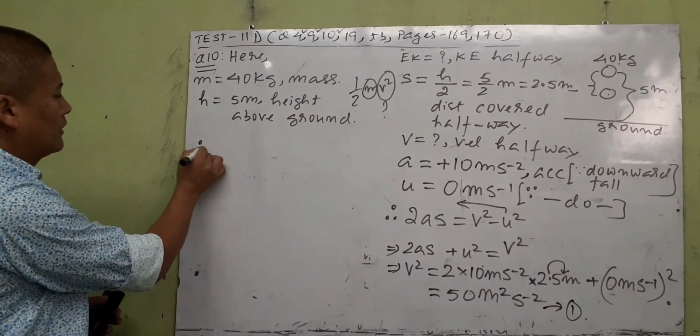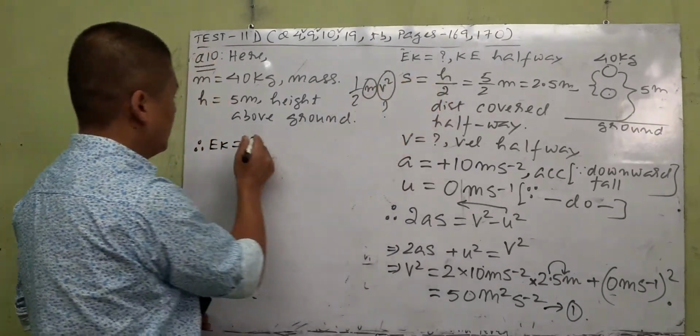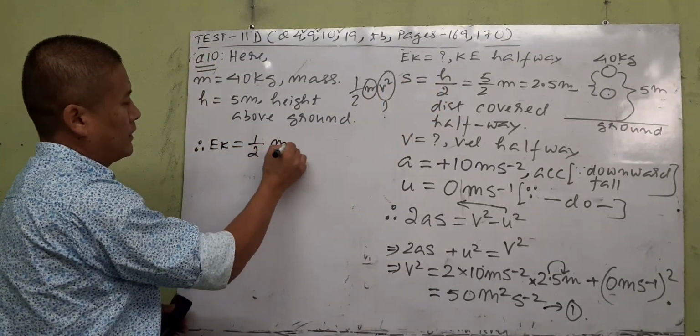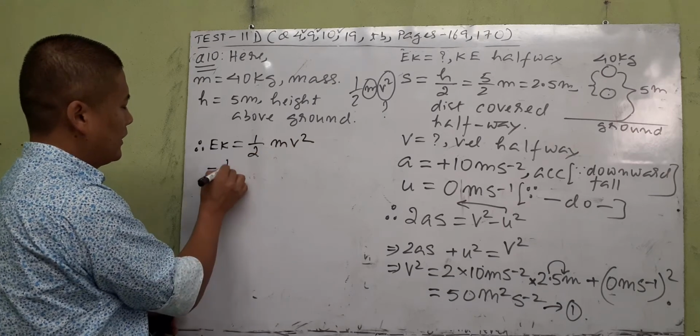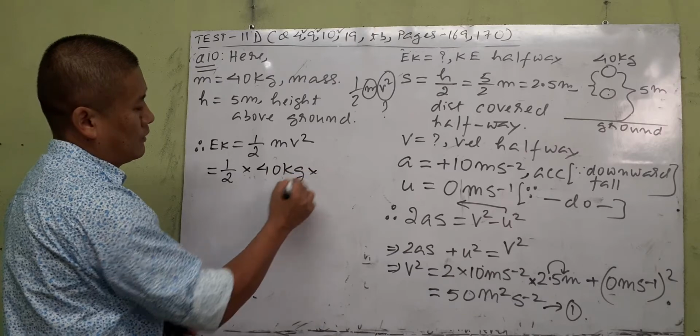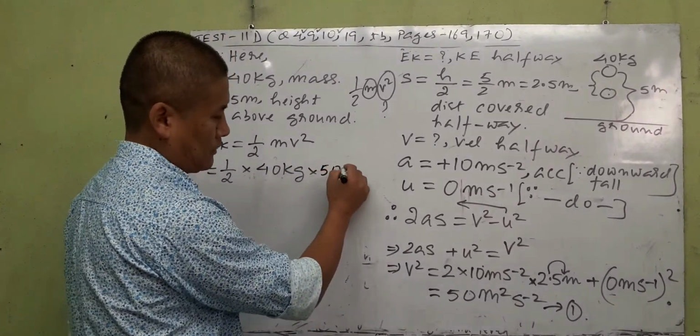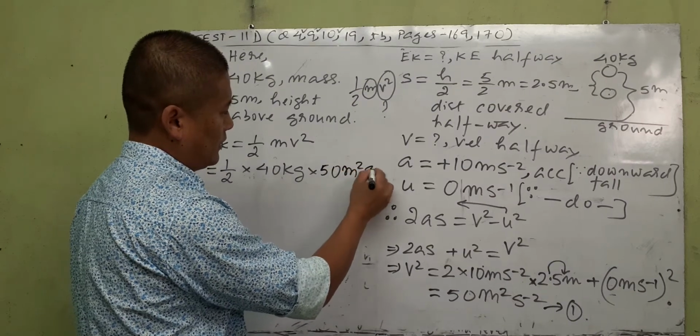So kinetic energy halfway down, which we put as EK. The formula for kinetic energy is half mv square, to be exact. Half into m, which is 40 kg, into v square, which is here 50 meter square per second square.